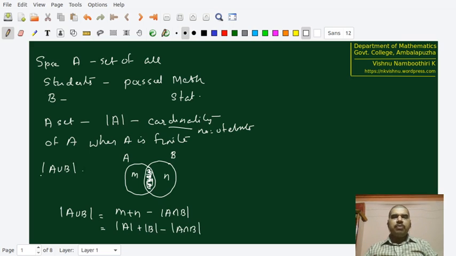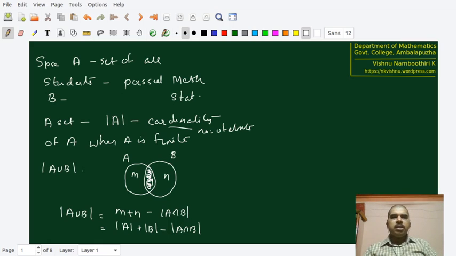So the cardinality of A union B, or the number of elements in A union B, is equal to the number of elements in A plus the number of elements in B. Now we need to remove those elements which we have counted twice. Therefore, we have to remove the intersection.